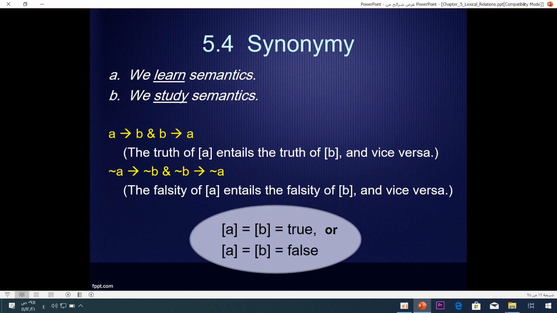And now we move to another issue in semantics, that is synonymy. All of us know that synonyms means words that share identical or similar meanings or relations in meaning. We learn semantics, we study semantics. As you see, when we say we study semantics or we learn semantics, they almost have the same meaning. I'm not saying they exactly have the same meaning, but you can say we learn semantics at a school, we study semantics at a school.